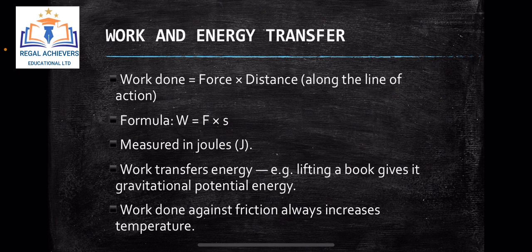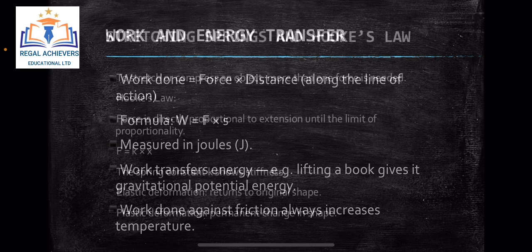Work and energy transfer. We know that work done equals force times distance along the line of action. So we can say work done equals force times distance, and the unit is joules. So work transfers energy. For example, when you lift a book, it gives it gravitational potential energy, and work done against friction always increases the temperature.